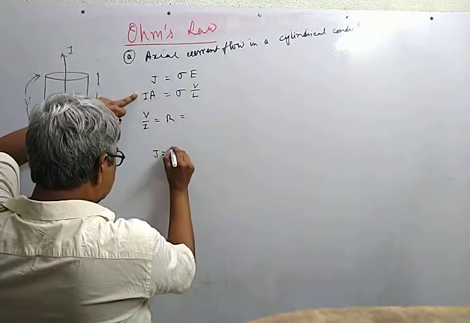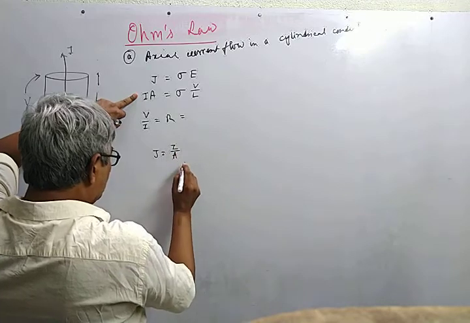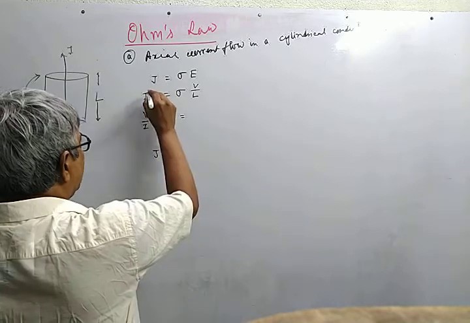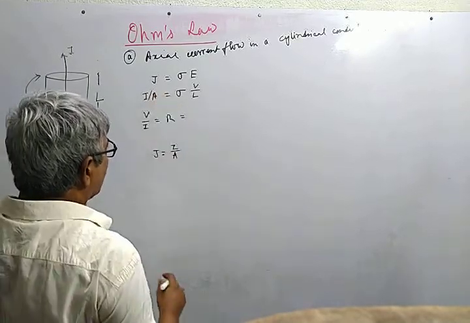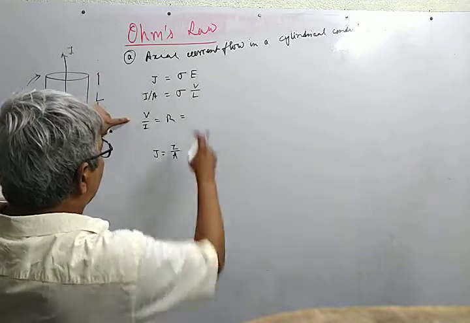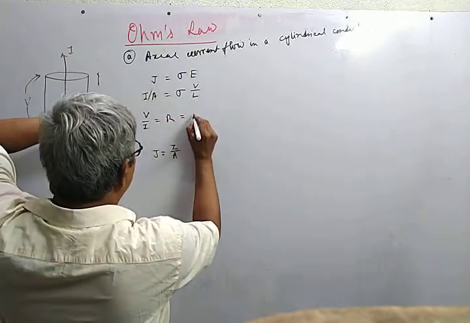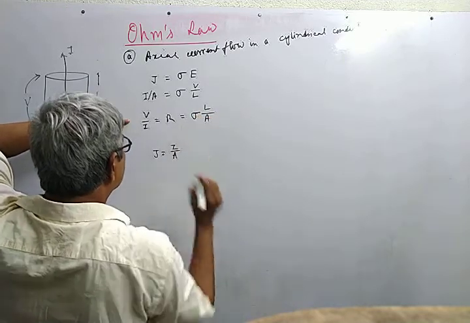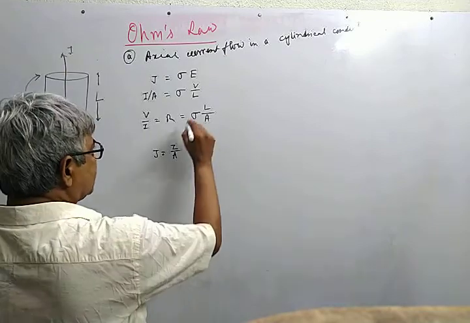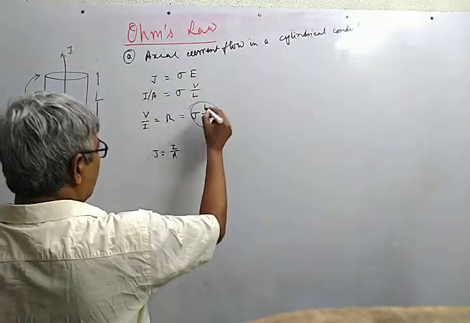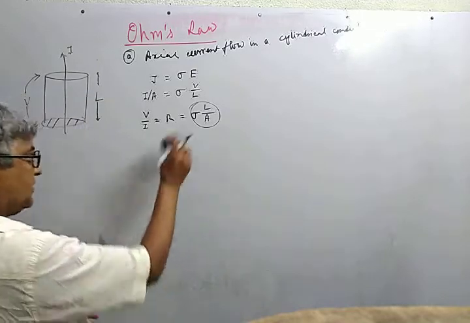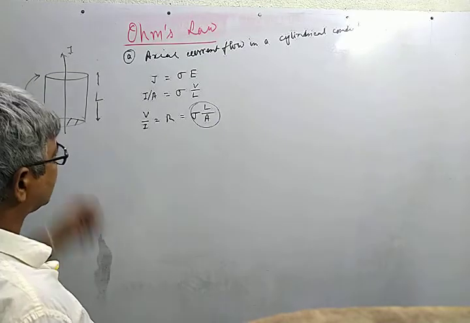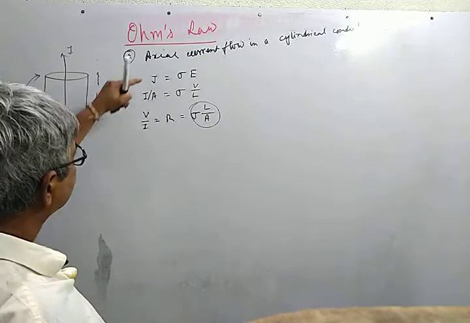J is the current density, the current per unit area. Here I have made a mistake. This should be I by A, so that V by I is equal to L by sigma A. So this is the resistance, which depends on the geometry as well as on the conductivity. This is just the case we have considered in the development of this relation.